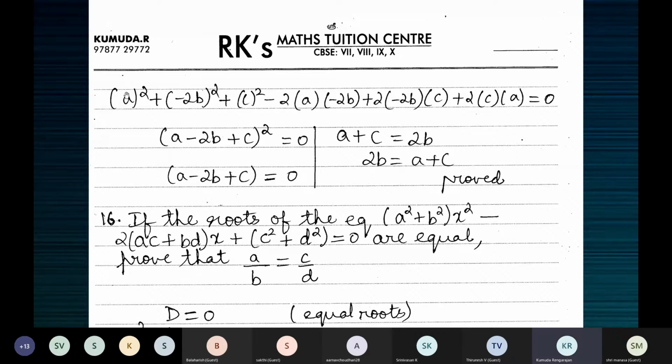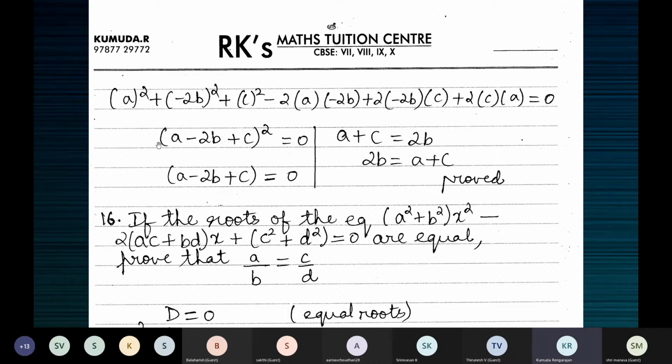Plus 2 into a into minus 2b. Plus 2 into minus 2b into c. Plus 2 into a into c. So let me say x, y, z. So this makes x plus y plus z the whole square, where x is a, y is minus 2b, and z is plus c.